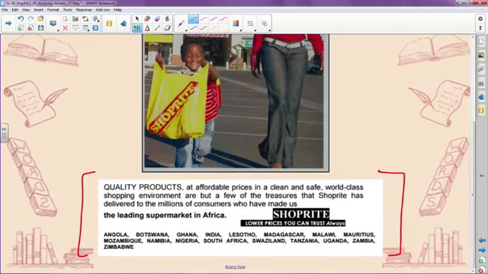advert. And what we have here is: quality products at affordable prices in a clean and safe world-class shopping environment are but a few of the treasures that ShopRite has delivered to the millions of consumers who have made us the leading supermarket in Africa. ShopRite, lower prices you can trust always. And then they have a list of all the countries in which ShopRite Checkers is. Let's have a look at the questions.